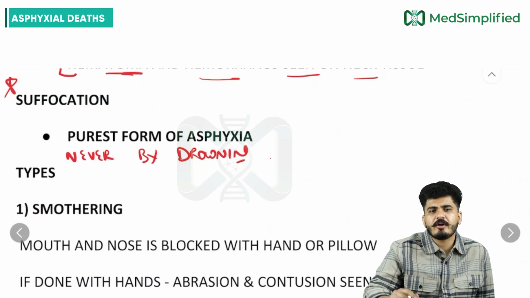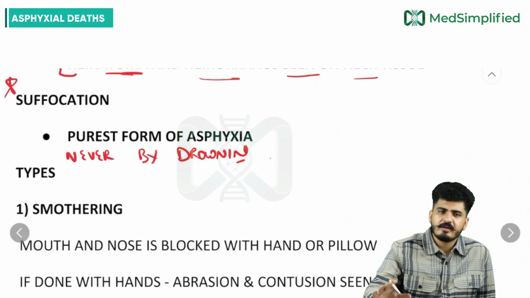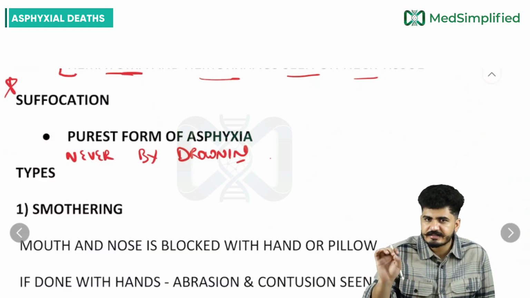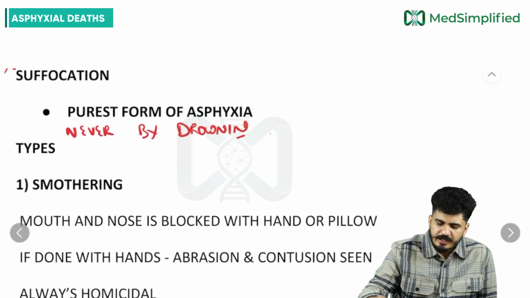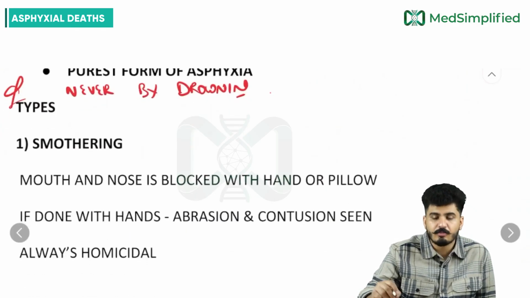Never by drowning. You cannot be suffocated in drowning. For drowning, the word suffocation is not there. Just this thing you need to remember. Now, the types of suffocation we are having. The type of suffocation we are having, sir, is smothering.